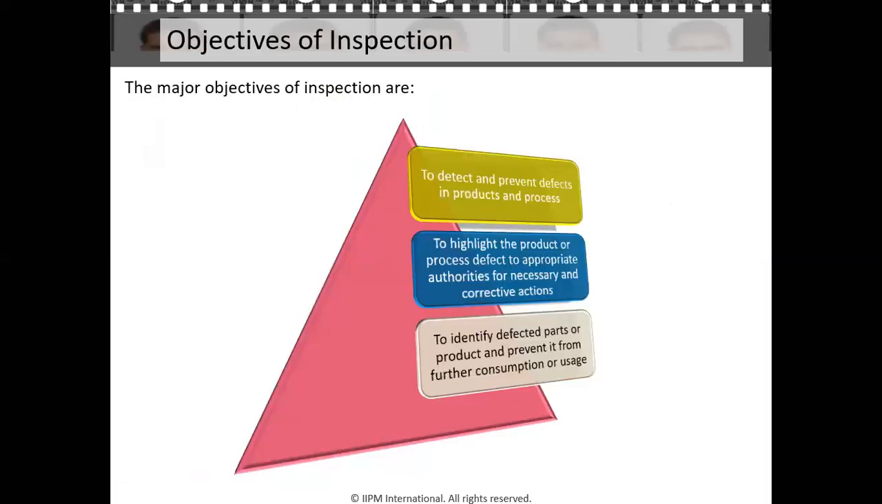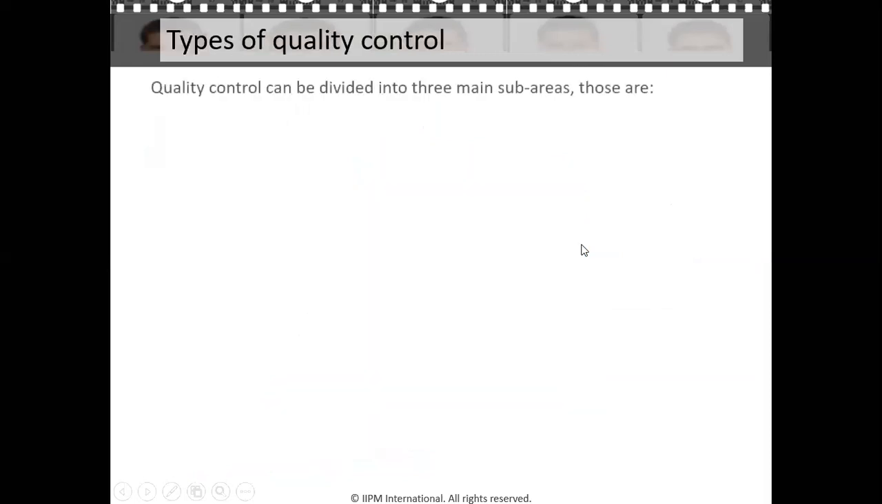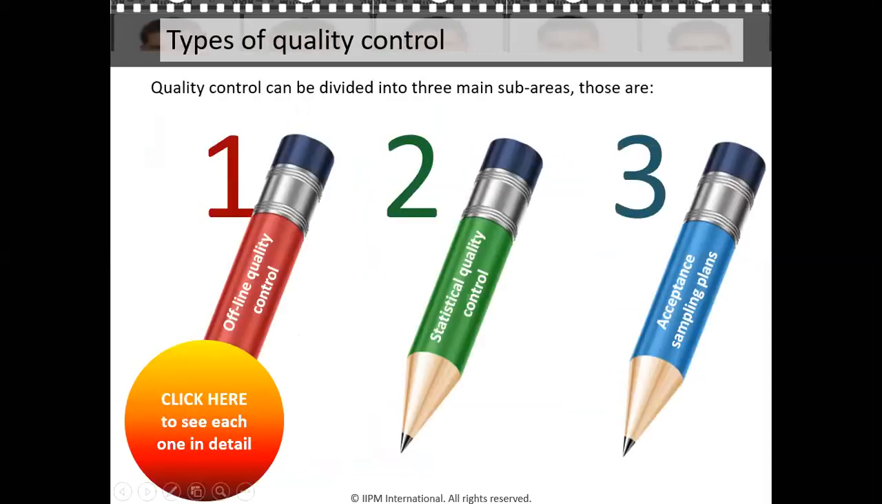Now, what are the objectives of inspection? The major objectives of inspection are to detect and prevent defects in products and processes, to highlight the product or process defect to appropriate authorities for necessary corrective actions, to identify defective parts or products and prevent them from further consumption or usage.